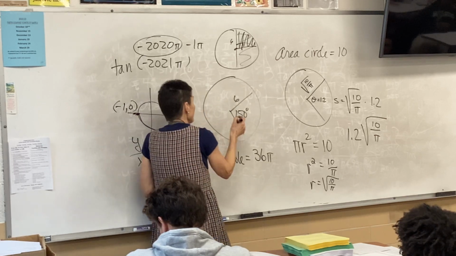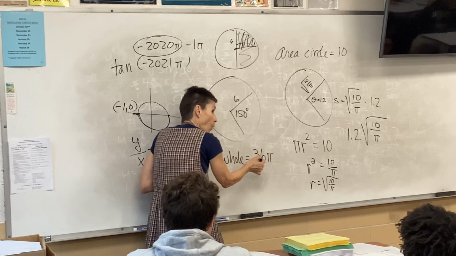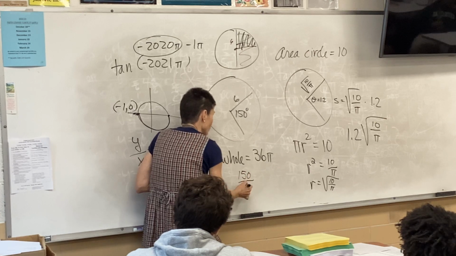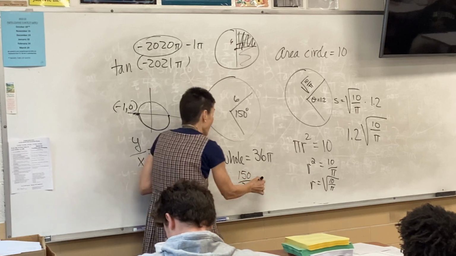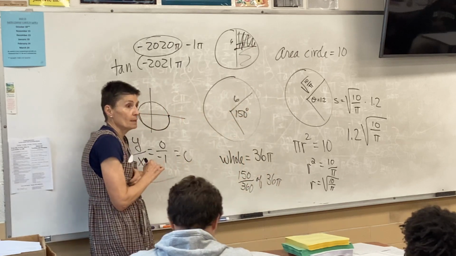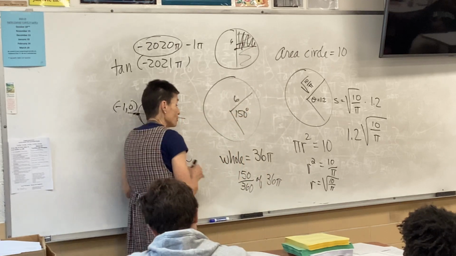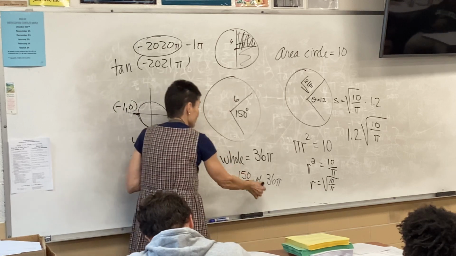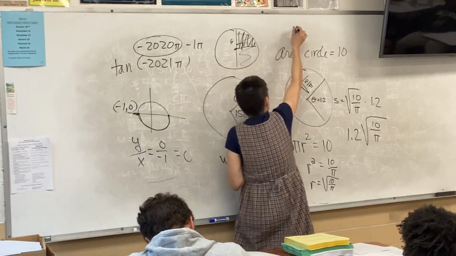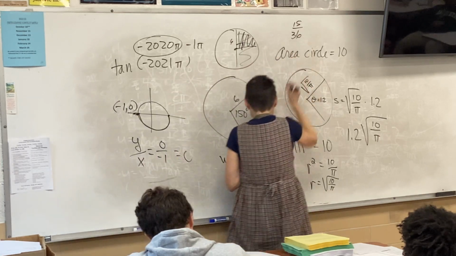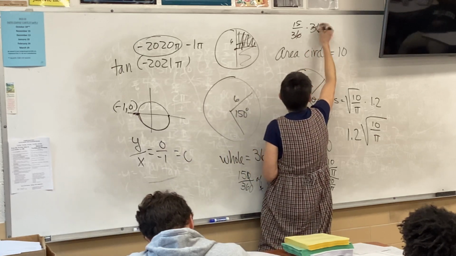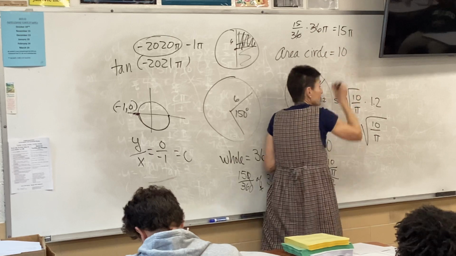Well, I want what fraction of the whole area? Know what I want? 150 over 360ths of the whole. So 150 over 360. And so to the mathematician, of means times. So I'm just going to take 150 over 360, cancel those zeros, times 36 pi, it's 15 pi.